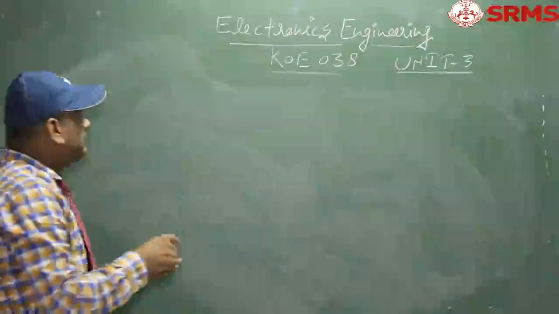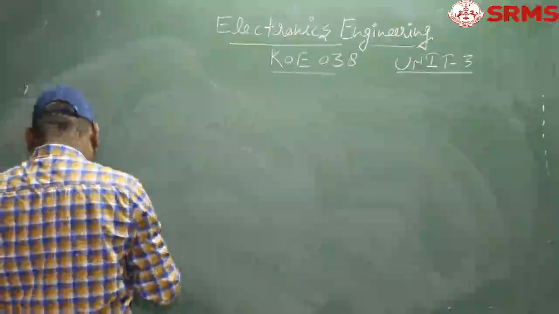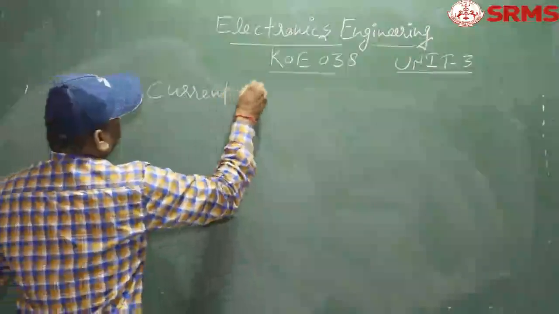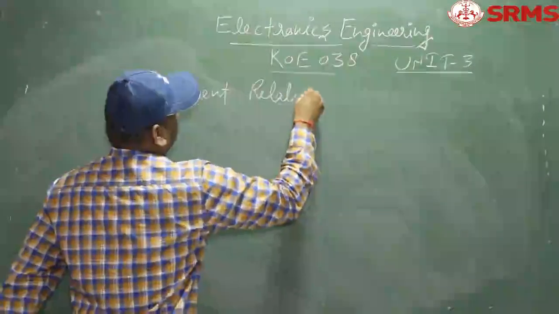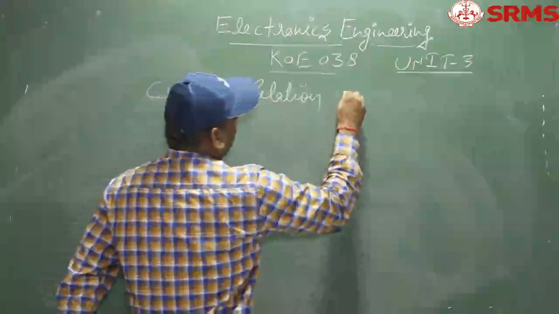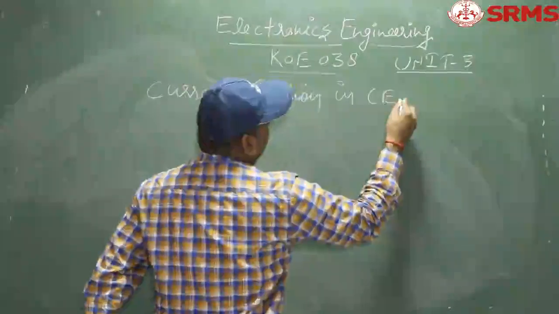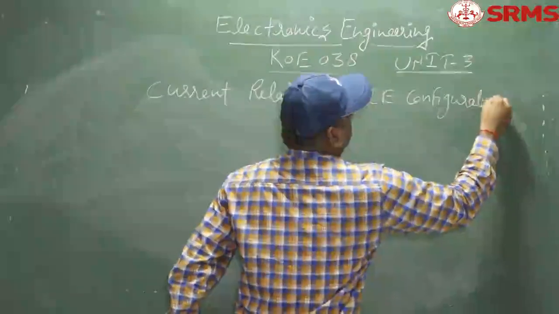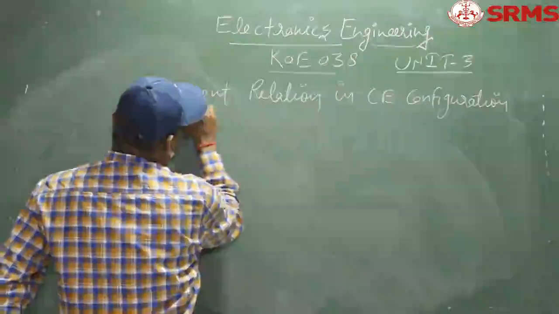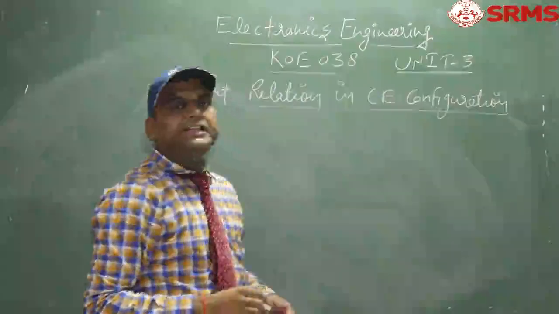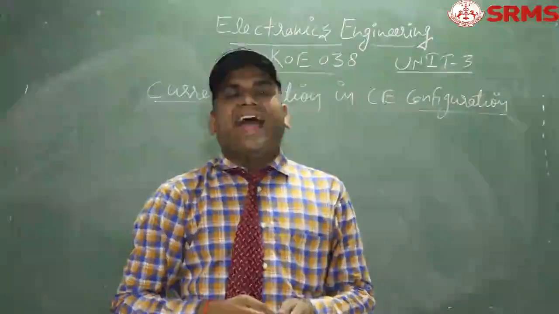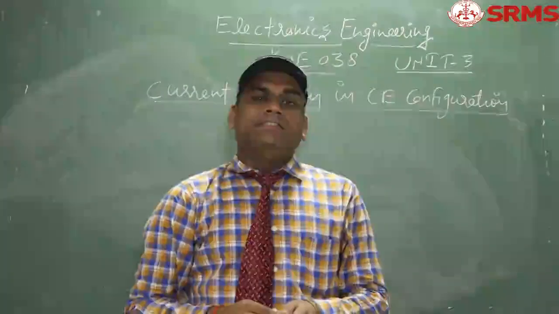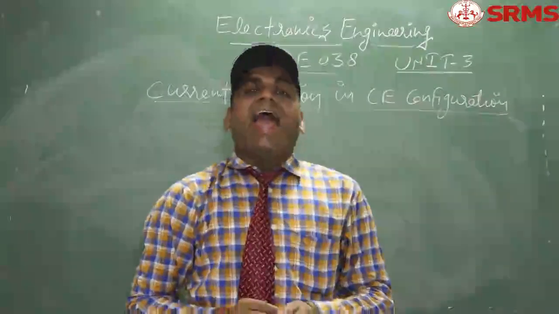So now here we will discuss the current relationship in CE configuration. Current relation in CE configuration, that means for the common emitter configuration, we want to determine the relation between the input current and the output current.